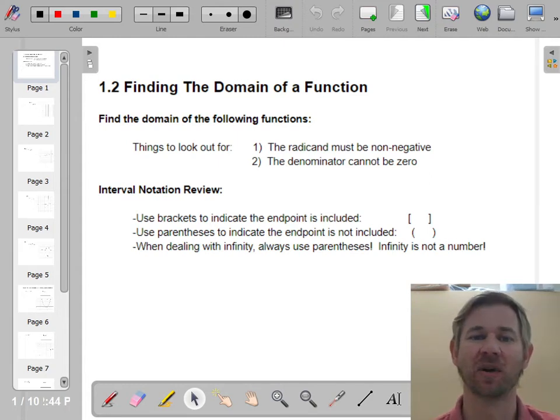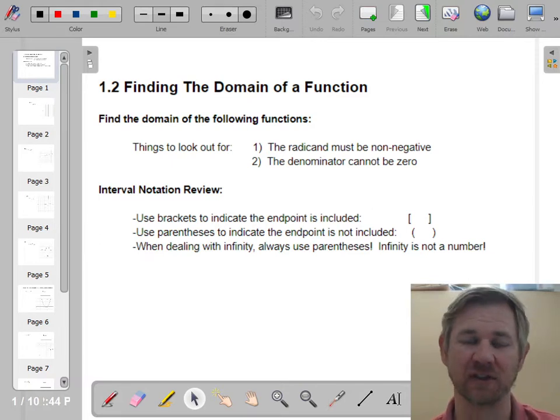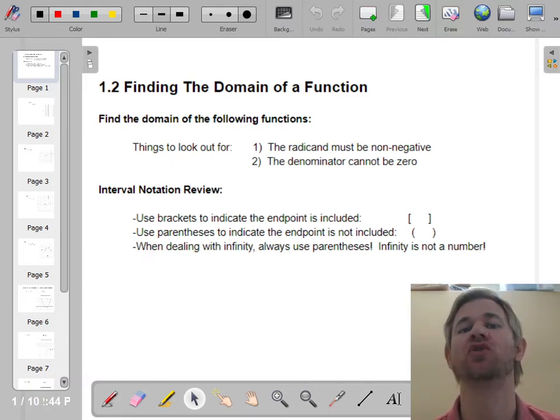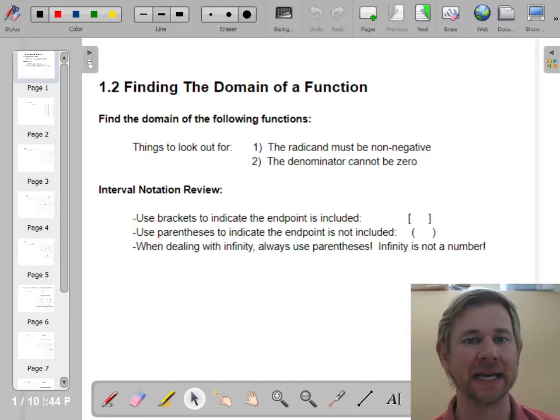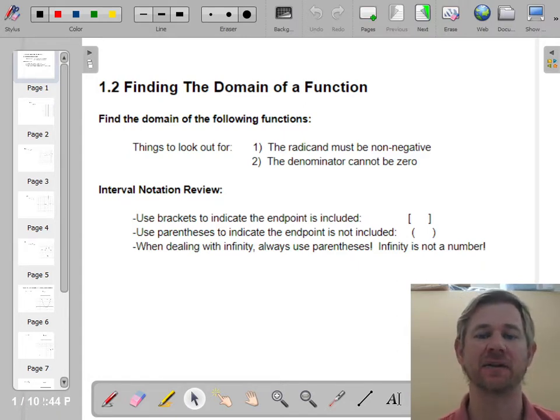Hello, ladies and gentlemen. We're going to pick up in section 1-2 talking about domains of a function. So we've done this visually, and I'm going to try and bring the graphs in there so you can see them, but you need to understand what's happening algebraically.